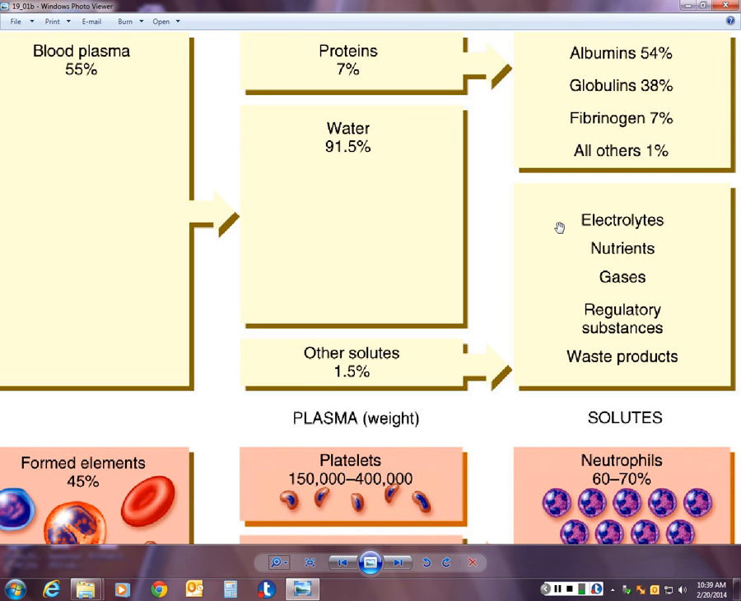Next, we have gases. Two gases that the human body commonly deals with on a daily basis, oxygen and carbon dioxide. To a certain degree, both are found dissolved in plasma. Now, there is a possibility that there could be other gases such as nitric oxide or even carbon monoxide, but that's a whole other situation, and we'll get into that a little bit when we start up with the red blood cell discussion. Next, we have regulatory substances. We spent all of Chapter 18 discussing regulatory substances. Those predominantly are going to be hormones.